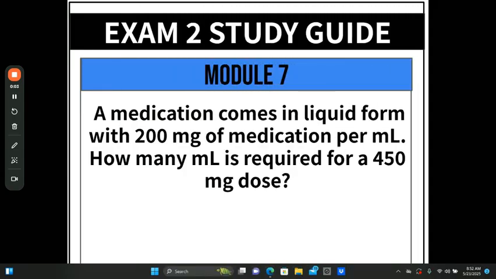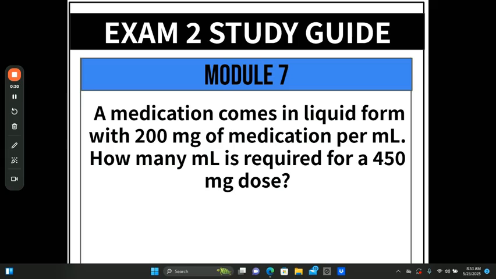In this video, we're going to be looking at the Exam 2 study guide. A medication comes in liquid form with 200 milligrams of medication per milliliter. How many milliliters are required for a 450 milligram dose?